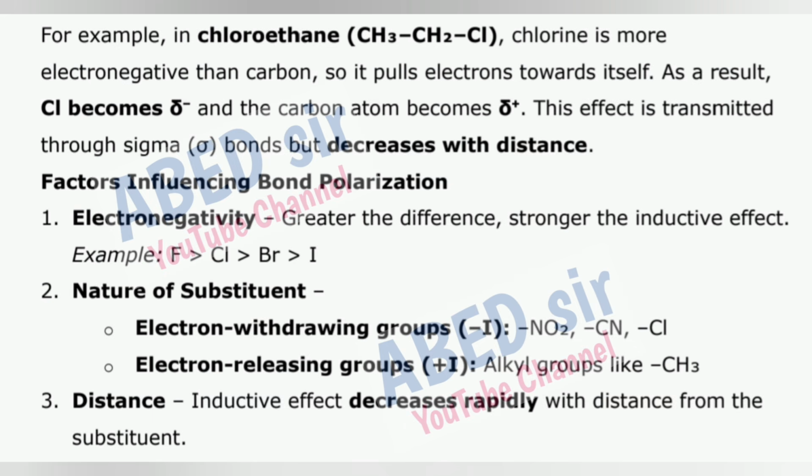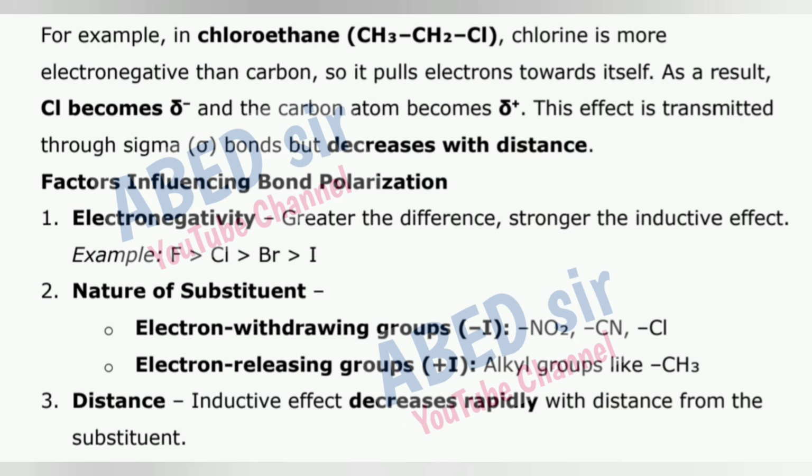For example, in chloroethane, CH3-CH2-Cl, chlorine is more electronegative than carbon, so it pulls electrons towards itself. As a result, Cl becomes partially negative and the carbon atom becomes partially positive. This effect is transmitted through sigma bonds but decreases with distance. Factors influencing bond polarization. 1. Electronegativity, greater the difference, stronger the inductive effect.